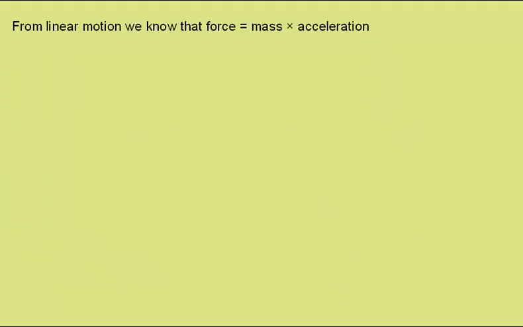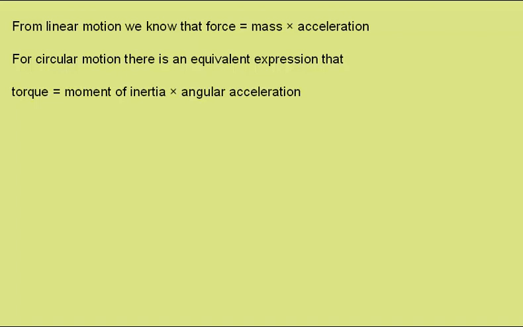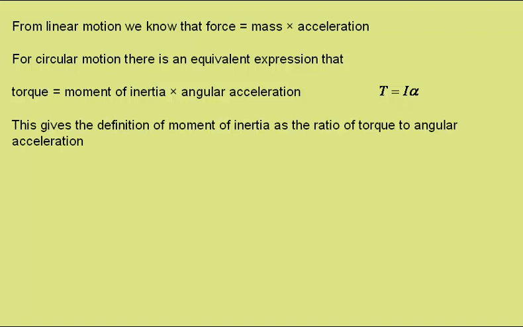For linear motion, we know that force is equal to mass times acceleration. For circular motion, there is an equivalent expression that the torque is equal to the moment of inertia multiplied by the angular acceleration. In symbols, we can write this as torque T is equal to moment of inertia I multiplied by angular acceleration alpha. This gives the definition of the moment of inertia as the ratio of torque to angular acceleration. Rearranging the equation, moment of inertia is equal to torque over angular acceleration.